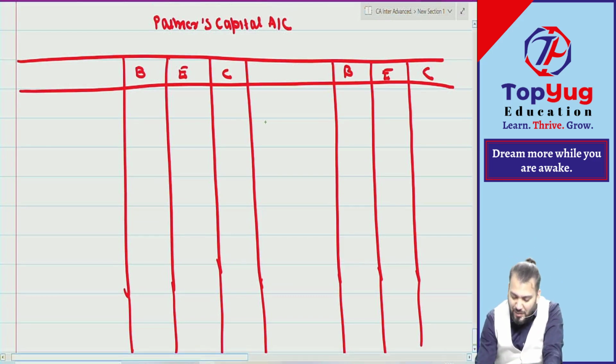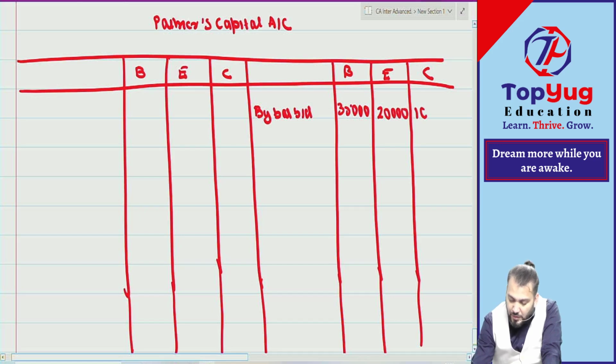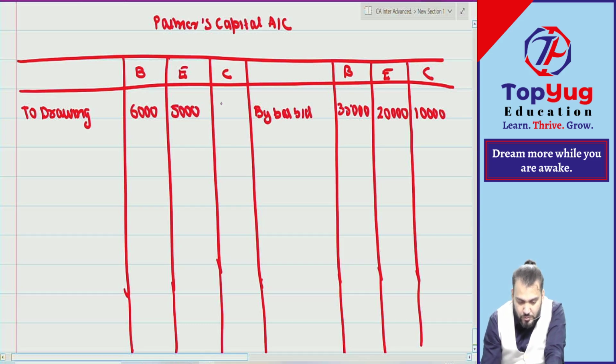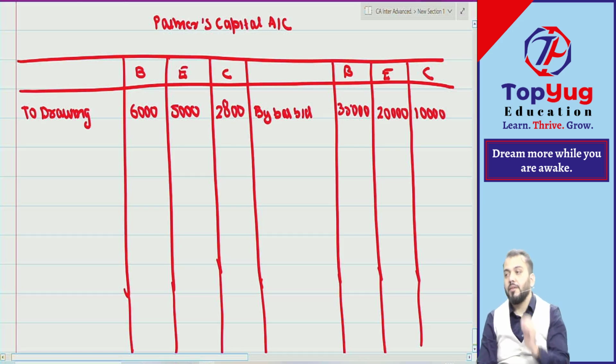First, can you give me the partners' capital opening balance? By balance brought down is what? 35,000, 20,000, 10,000. And there is drawing also. We will close the drawing account now. Drawing how much? 6,000, 5,000 and 2,800. Done. Correct. Now let us come to the first admission. Is there any revaluation?